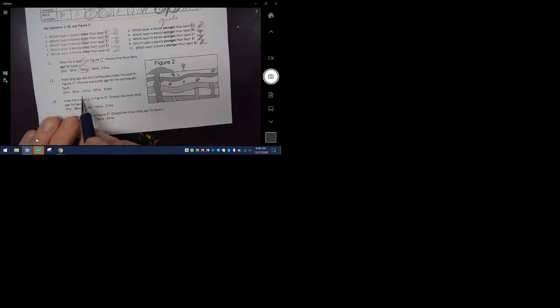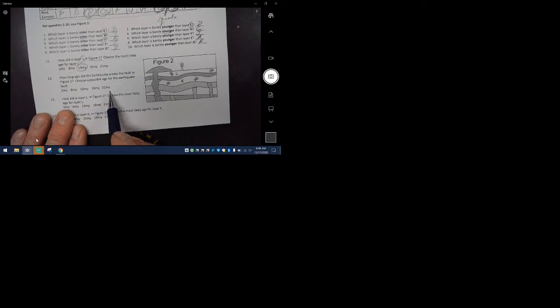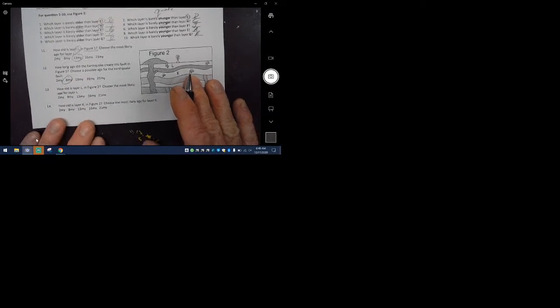So now the earthquake. How long ago did the earthquake create the fault in figure 1? So I put my little mark right here between C and I. The earthquake came after C and before I. And so it's between 5 and 10. So which one of these is between 5 and 10? 8.